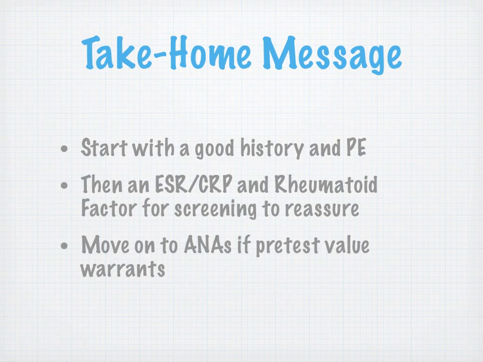So the take-home message: start with a good history and physical exam. Then an ESR, CRP, those acute phase reactants, and a rheumatoid factor for screening, and that's really kind of a bad word here. Screening isn't exactly accurate. So you would run a rheumatoid factor if you suspect the conditions in which a rheumatoid factor might be positive and useful, like rheumatoid arthritis. And then move on to ANAs if the pretest value warrants it.